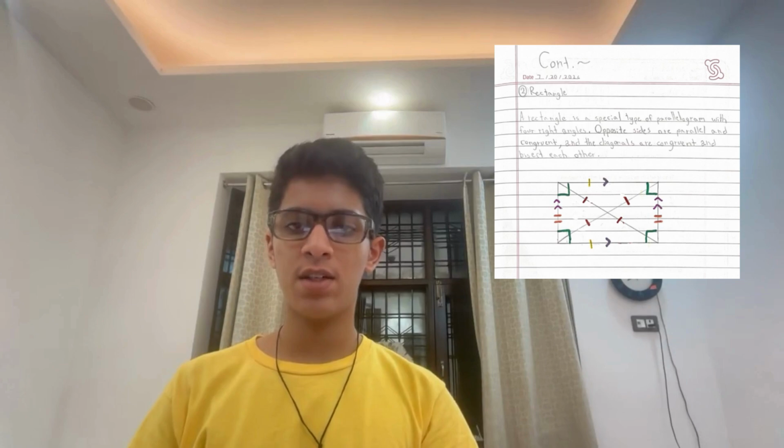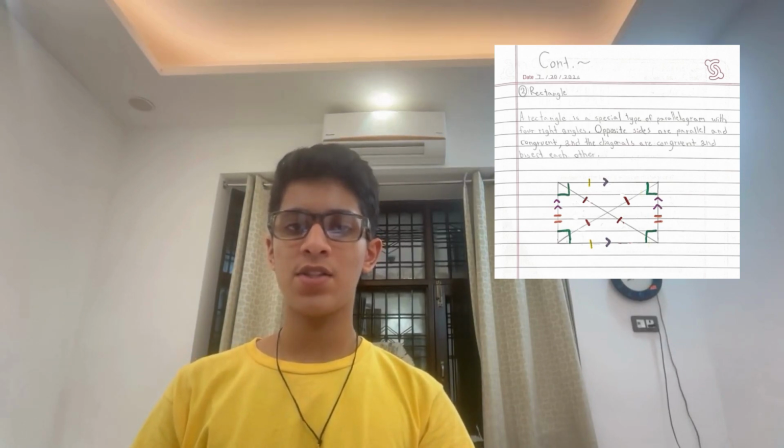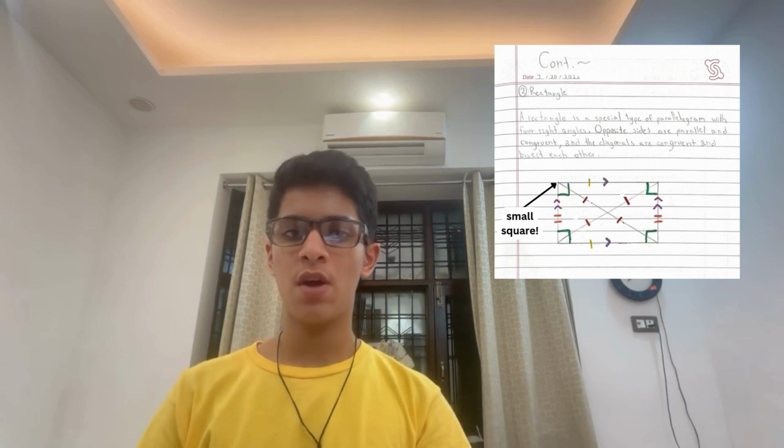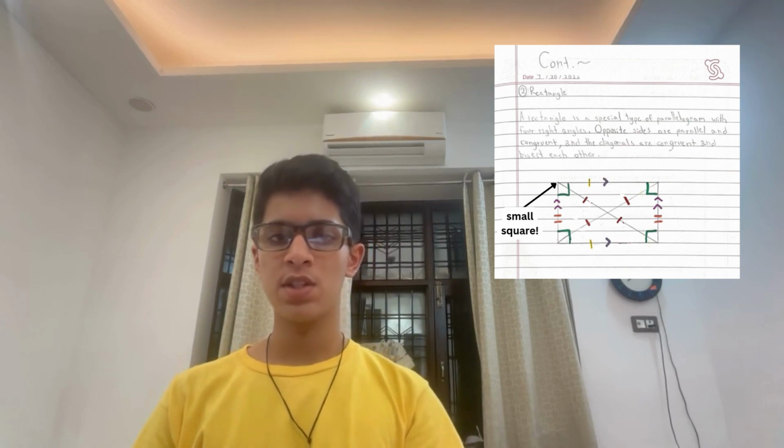This is a rectangle. A rectangle is a special type of parallelogram, so it has two pairs of parallel sides and opposite sides are congruent. The small squares in each corner show that all four angles are right angles. The diagonals bisect each other, and the matching tick marks on the diagonals show that they are congruent.